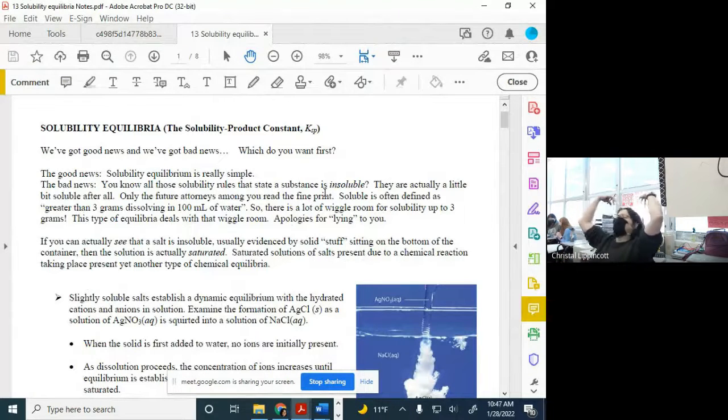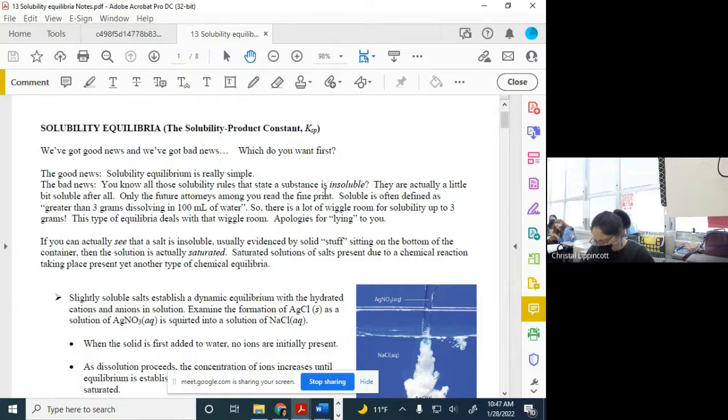We've been talking about regular equilibrium in terms of concentrations and in terms of pressures for gases. Now we're going to be talking about something called solubility equilibrium. When we were talking about different types of reactions and concentrations, we were dealing with Kc. With gases, we were dealing with Kp, and today we're going to start talking about Ksp. Ksp is the solubility product constant.